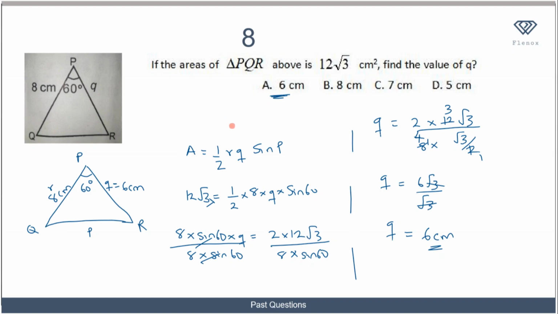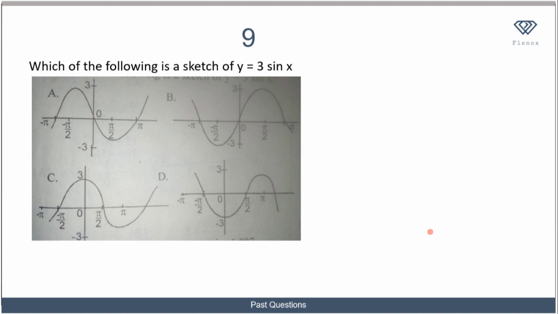So to recap, we applied the formula for calculating the area of a triangle if we know the length of two sides and the angle between them. So we said our area equals half times this length over here times this length over here times sine of this angle. But we have been given the area and we are told to find the value of q. So we just made q the subject of the formula and we found it to be 6 centimeters. So now let's move on to the next question.